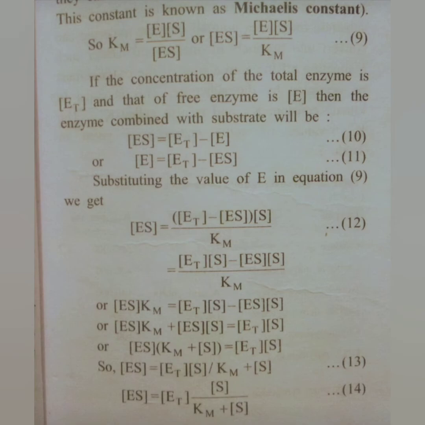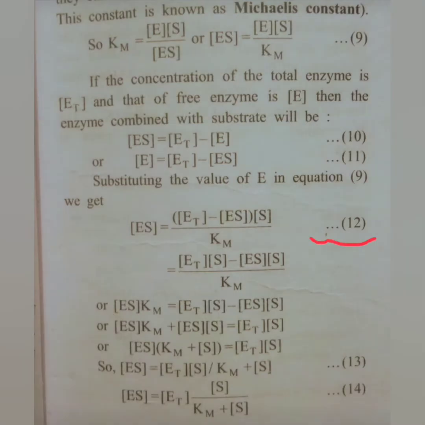Now from equation 12, again you have to do some mathematical calculation. You multiply because these are inside the bracket. Always inside the bracket, it means multiply. So you multiply S into ET, S into ES. So you get ET into S and ES into S, right? You open the bracket and you multiply by S. Now you get this equation.